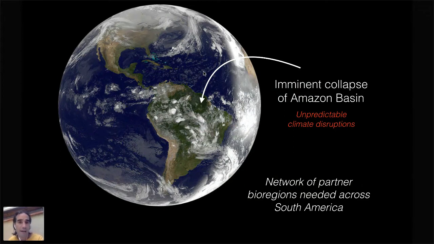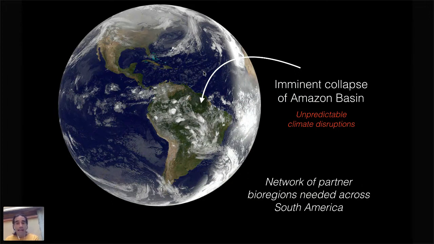So how can we in Barichara do this regenerative work when the larger continent is about to be thrown into chaos? The answer is we can't do this on our own. No single bioregion works without collaborating with others.